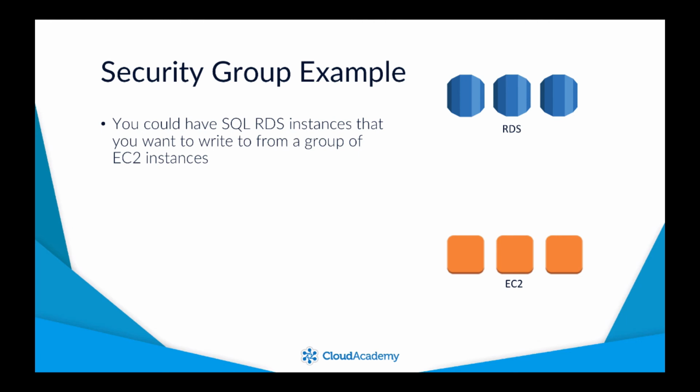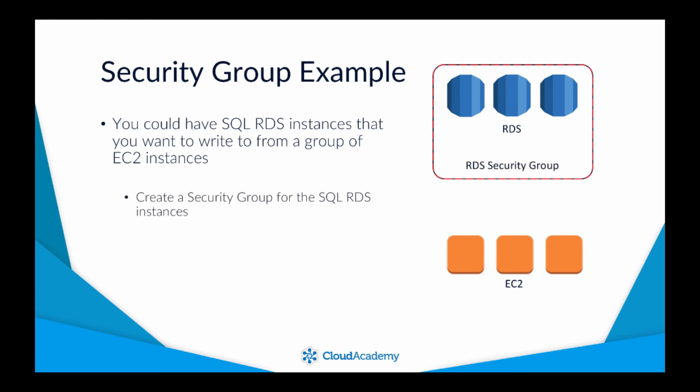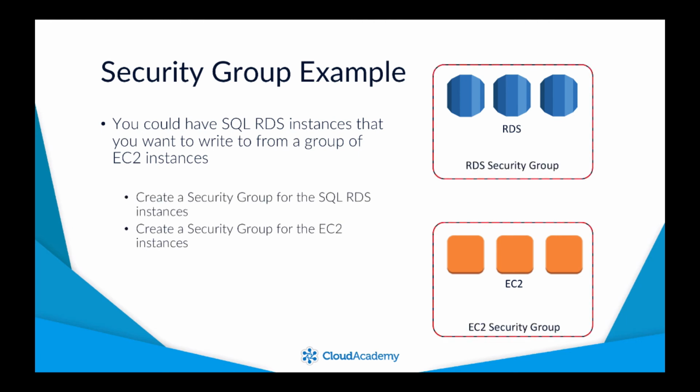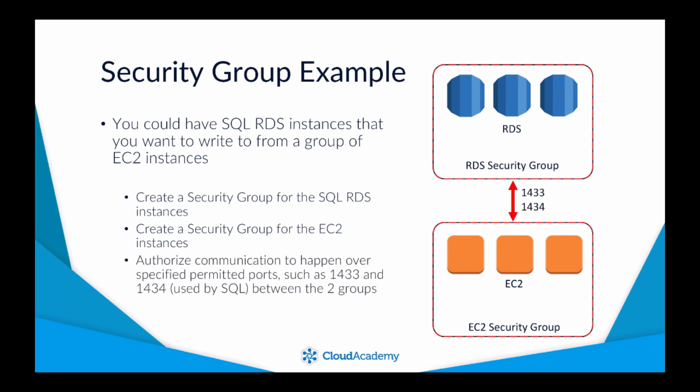In this case, you could create a security group for the SQL RDS instances and another for the EC2 instances. You would then authorize communication to happen over specified permitted ports, such as 1433 and 1434 used by SQL, between the two groups. All other communication will be dropped and denied, which in turn enhances security on your AWS infrastructure.